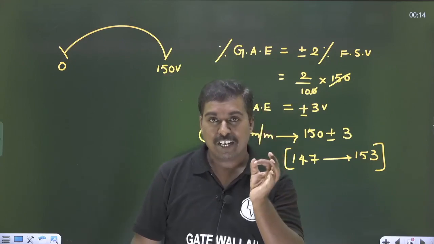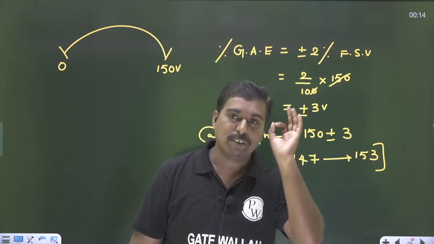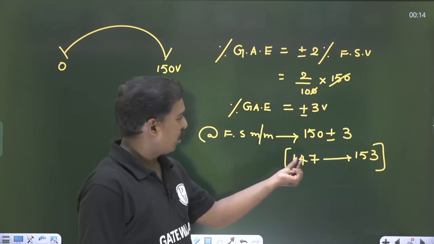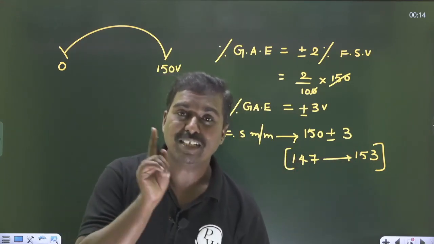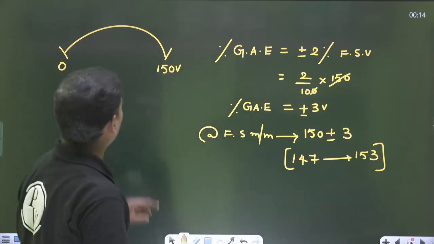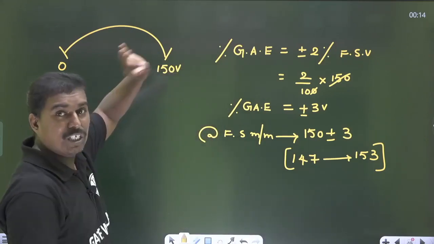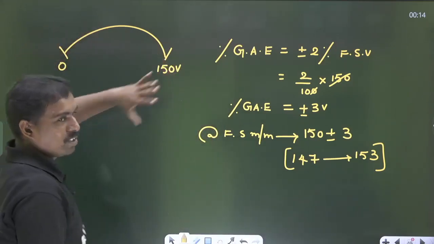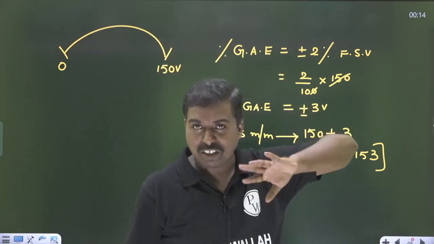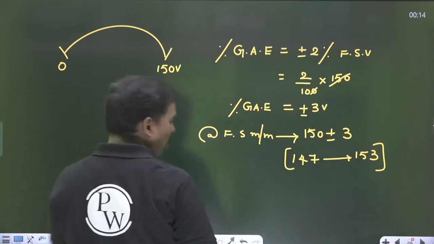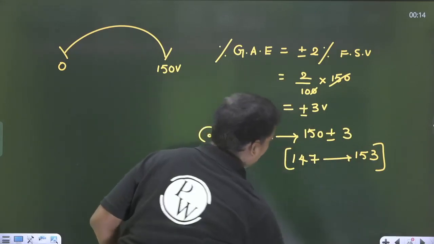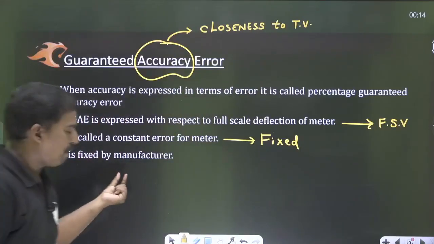Whatever care you take, you are going to have an error of plus or minus 3. But remember, this error comes when you are measuring the full scale value, always with respect to full scale. That is the point you have to understand. The guaranteed accuracy error is always expressed with reference to full scale value. It is always given by the manufacturer.